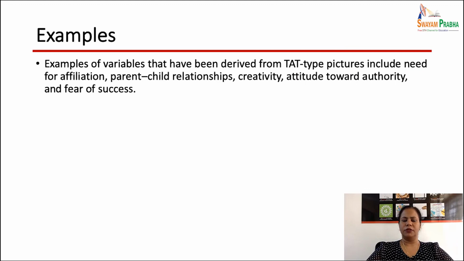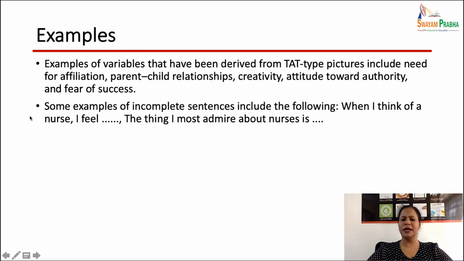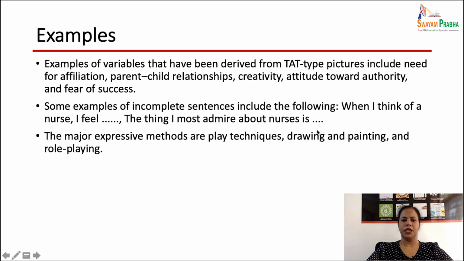Examples of these projective techniques include TAT type pictures, through which we may assess what type of parent-child relationship is going on, what type of creativity the person has, what their attitude towards authority is, or whether they have a fear of success. Some examples of incomplete sentences include, when I think of a nurse, I feel, and the person has to give the information. Then, the thing I most admire about nurses is. The major expressive methods are play techniques, drawing and painting, and role playing. So through expressive methods, they can express their feelings.